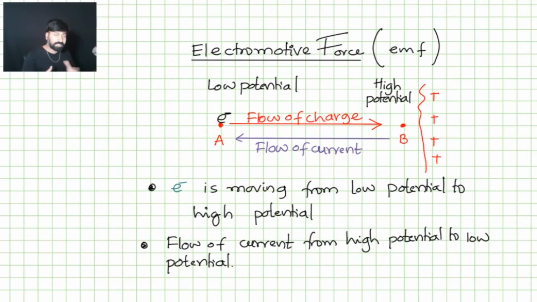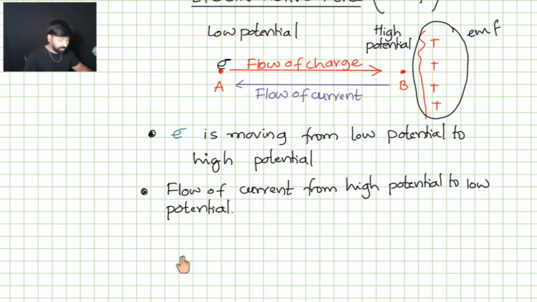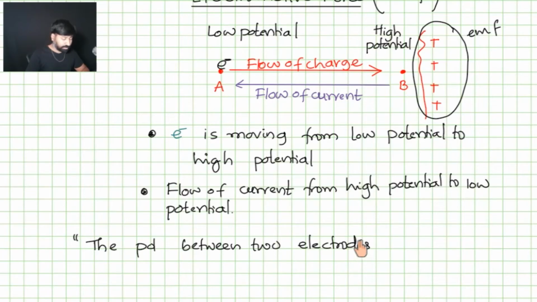And for bringing this change, to bring the electron from A to B, or to carry the current from B to A, whatever the wall of positive charge or whatever the force you are using here, this force itself is called the EMF. EMF is nothing but the potential difference. Let me write that point. The EMF is the potential difference. This is the definition. The potential difference, PD I will write, potential difference between two electrodes, because here the points I have taken, two electrodes of a galvanic cell.